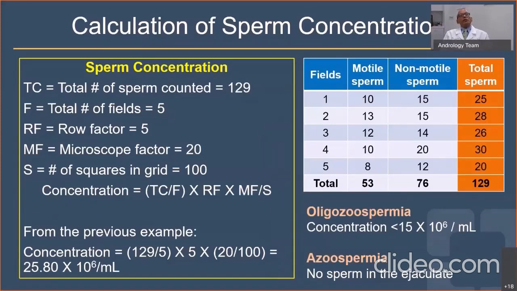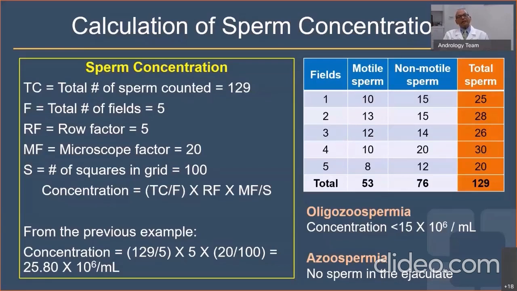Here, we are looking into the calculation of sperm concentration. So going back to the previous example, the total number of sperm that we counted in five fields was 129. As you can see, the total sperm is in the box on your right in orange color. And we can calculate the concentration by looking at the total number of sperm counted, the total number of fields, the row factor, the microscope factor, and using the total number of squares in the grid. And in this case, the concentration can be calculated and reported as 25.80 million per ml.